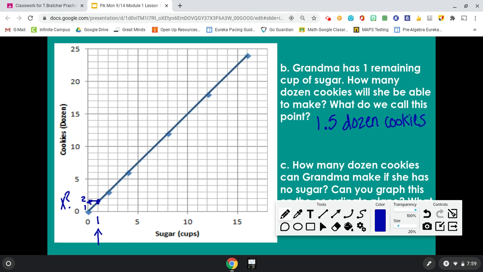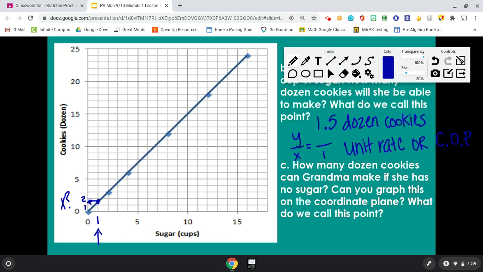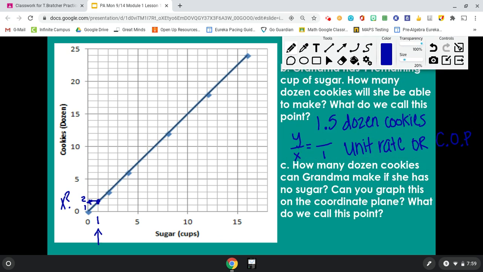And it says, what do we call this point? So remember, wherever my x value is 1, since a unit rate has a 1 as a denominator, that would be our unit rate, or what we call a constant of proportionality. So for every 1.5 dozen cookies, we need 1 cup of sugar.